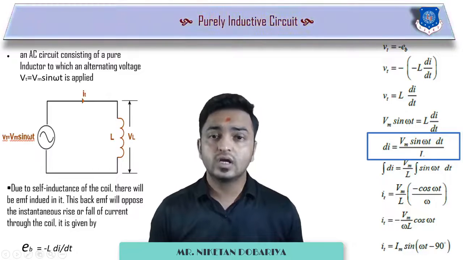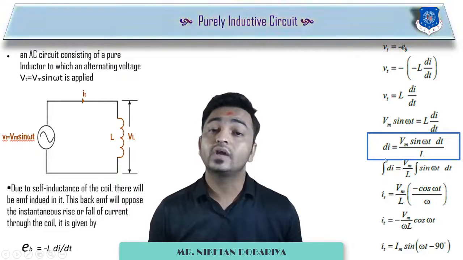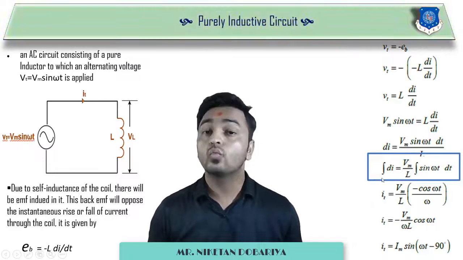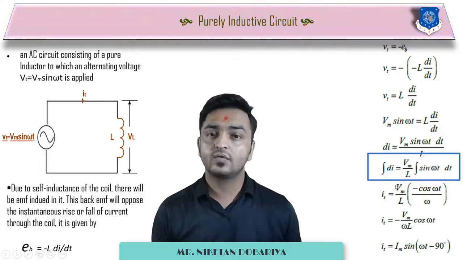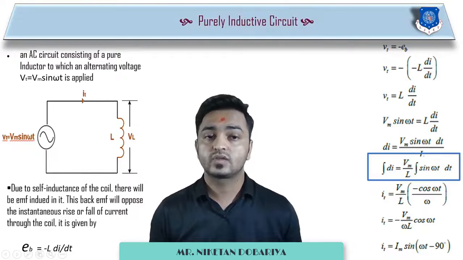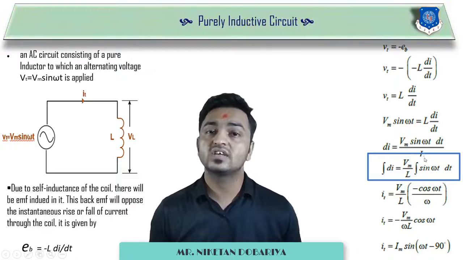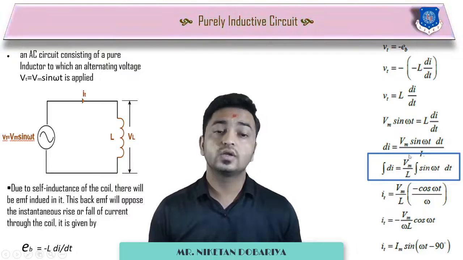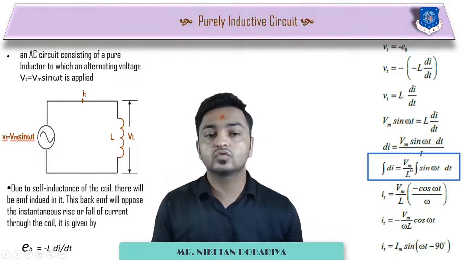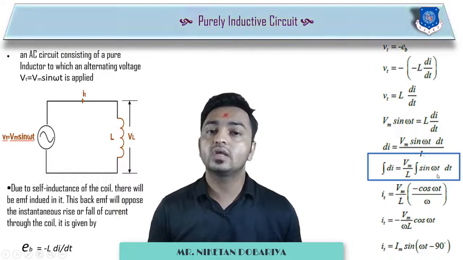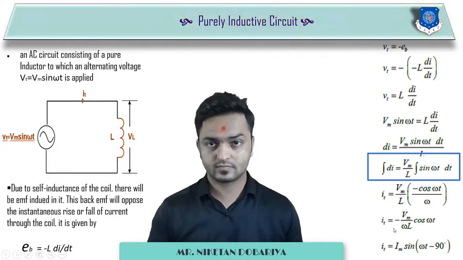Now this was di up to now. If you want to derive current i, we need to integrate this term. If we put integration here, this term will provide i, and to derive the value of i, we need to integrate on the right hand side also. On the right hand side, this Vm and this L, which is in division, are both constants, so you can take them common. So we have Vm by L as a constant, and the integration of sine omega t with respect to dt.